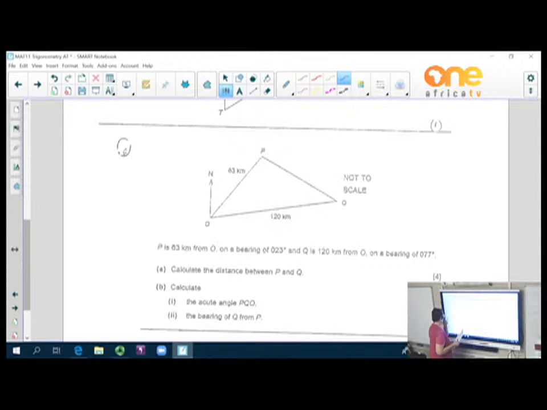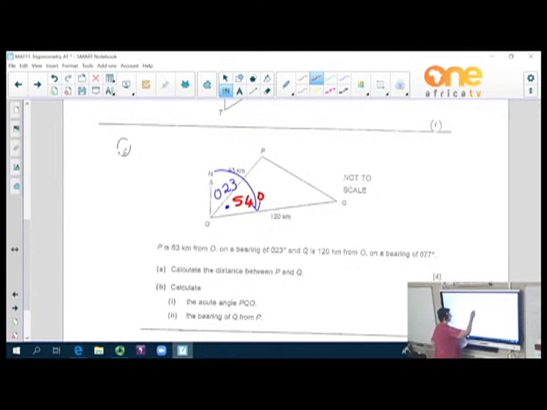Question 6. Now, is this a right angle triangle? No, it's not a right angle triangle. So now you're going to use those other formulas, the cosine rule and the sine rule. P is 63 kilometers from O on a bearing of 23 degrees. So that angle there is 23 degrees. And this one is 120 on a bearing of 77 degrees. So that angle there is 77 degrees. So we need to find this angle here, which is then just 77 minus 23, and this angle here is 54 degrees, because you need the angle inside the triangle.